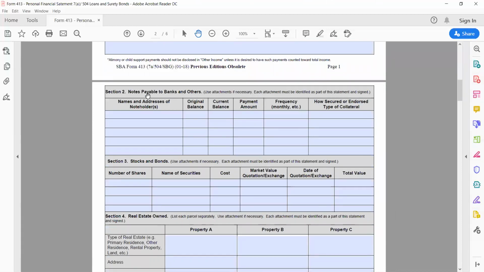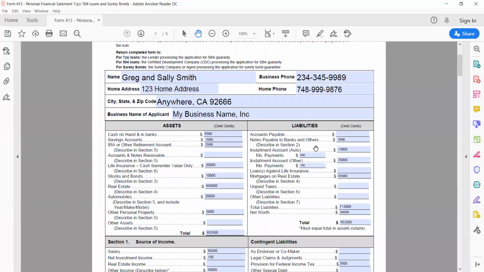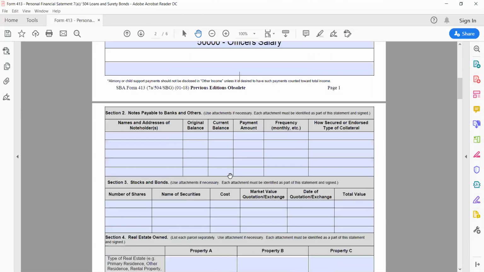Okay, section 2 here, notes payable to banks and others. This is more description of this $15,000 right here, because you're adding everything up. So you drop into this bucket. For most of us, it's credit cards. Card 1. The original credit card balance was 0 when you applied for it. Now, unfortunately, I owe $10,000. My payment, $225, $220. This is monthly.